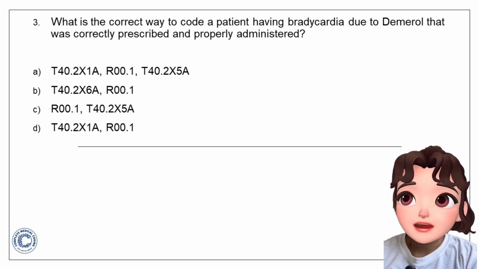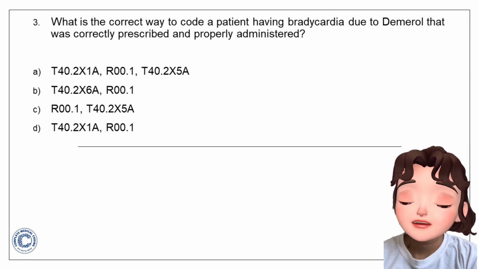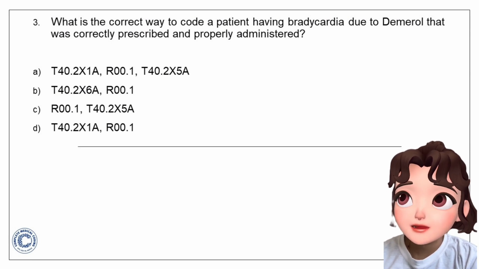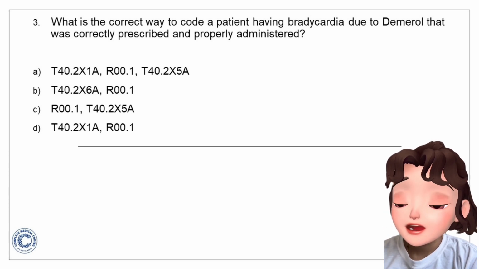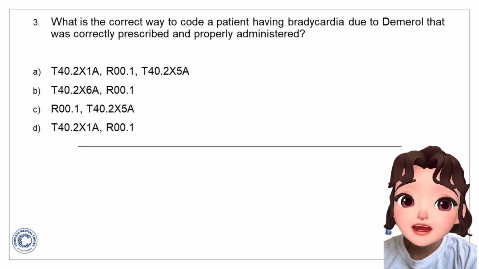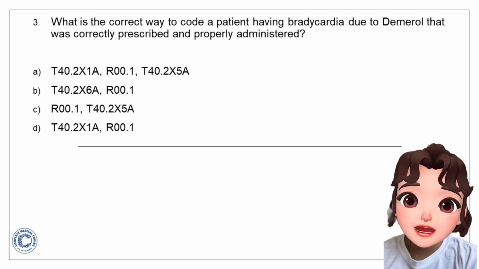The question seems simple. We just have to code the ICD code. Actually, it's a simple question. We just have to code the diagnosis, but understand what is there in the question. The patient is having bradycardia due to Demerol. Demerol is a drug, an opioid, that was correctly prescribed and properly administered.